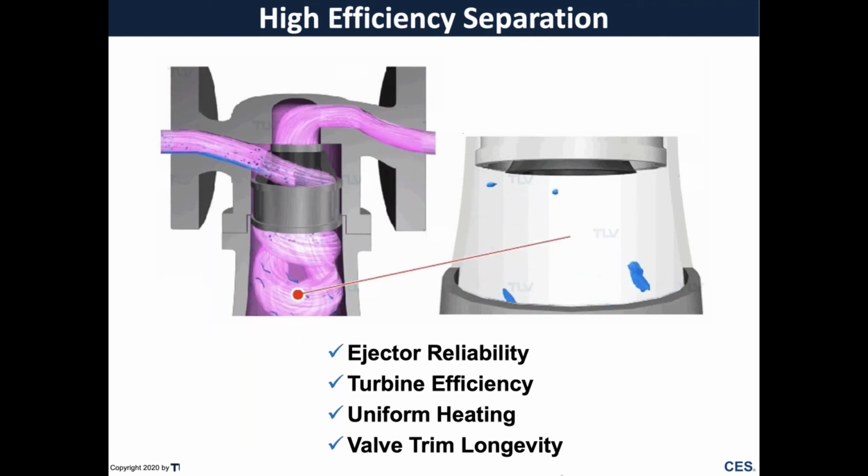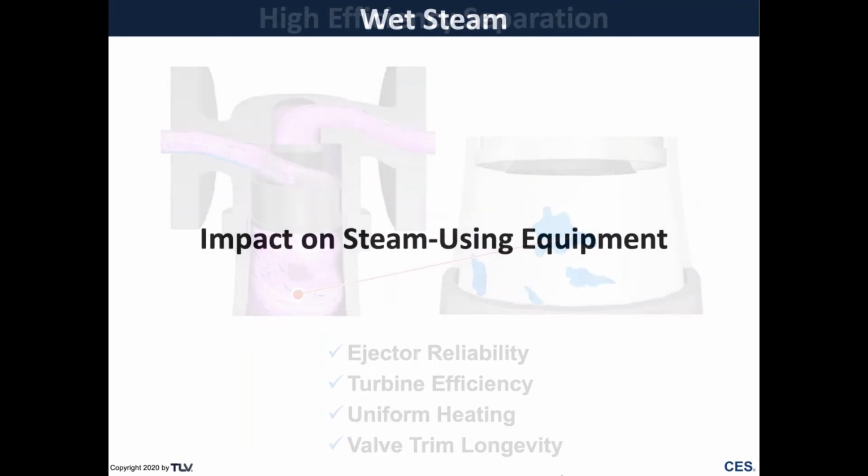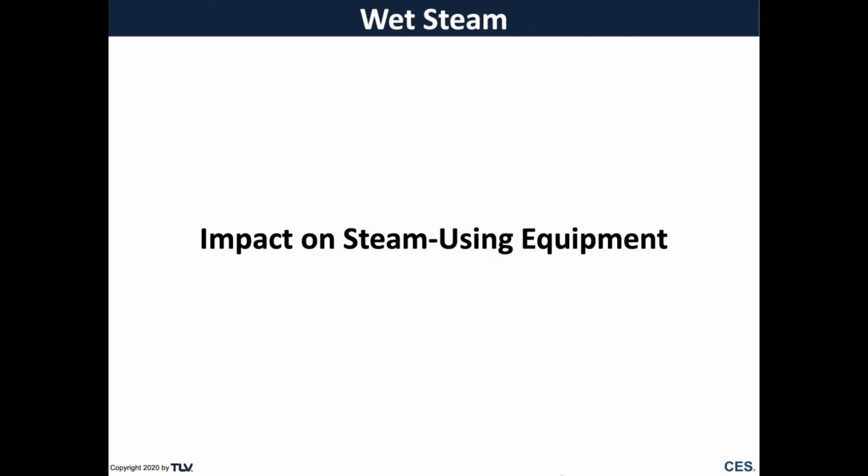It improves ejector reliability and turbine efficiency. If you've got critical molds, it's going to help improve uniform heating and your valve trim longevity. I mean, you get sonic velocities through valves, 88,000 feet per minute. You really don't want to have a lot of moisture exploding in a valve. They don't call it exploding, they call it cavitation, but let's face it, that's really what's happening. The water is exploding in the vapor.